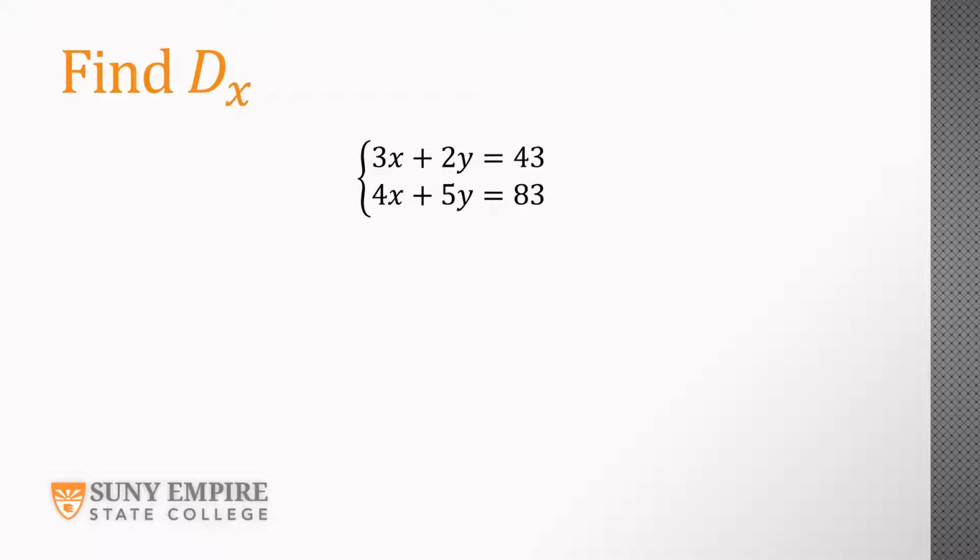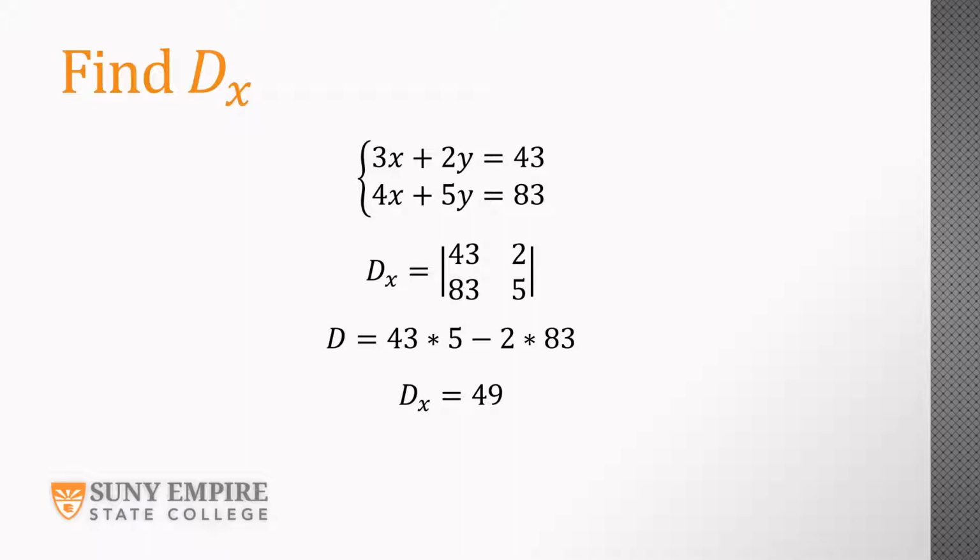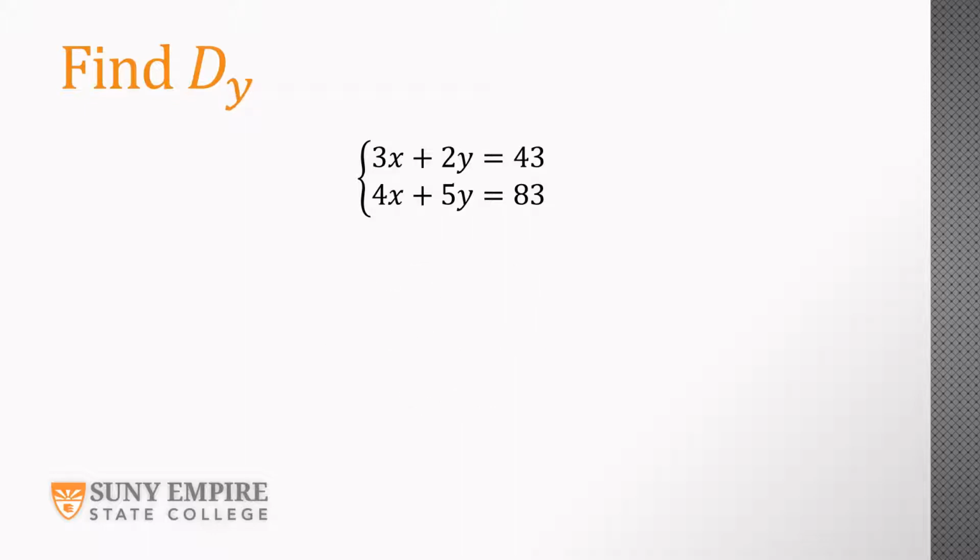Next, we want to find d sub x. We replace the first column with the solutions, so we will be finding the determinant of 43 and 2, then 83 and 5. We have 43 times 5 minus 2 times 83. So d sub x equals 49.